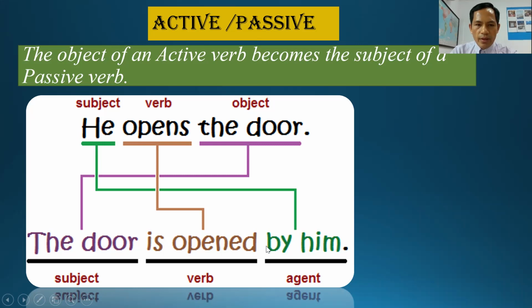By him, we call this one the agent. The agent is someone or somebody or something who did it or who does it, okay? So in this case, we call it the agent. So the door is opened by him. The door, verb to be, plus verb 3, plus by him. But remember, sometimes we don't need this one because this is not the main thing. The main thing is the door is opened.